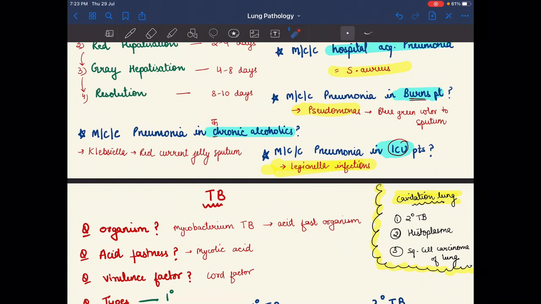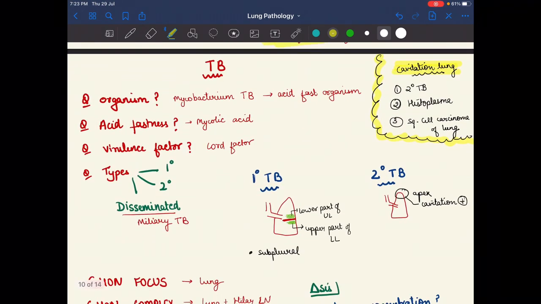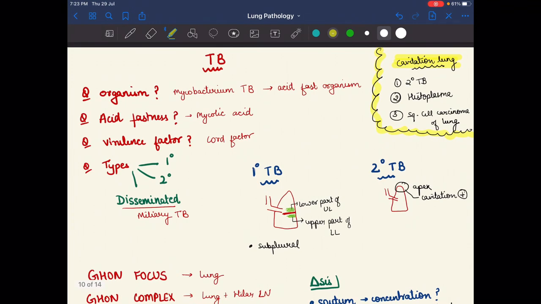And the most common cause of pneumonia in a chronic alcoholic person? Chronic, like K in Hindi, so it is seen with Klebsiella, and Klebsiella shows red currant jelly sputum. Now after pneumonia, let's move to TB, that is tuberculosis.